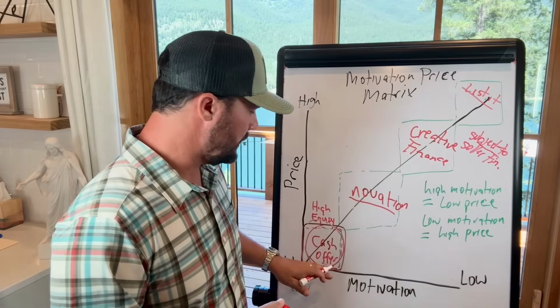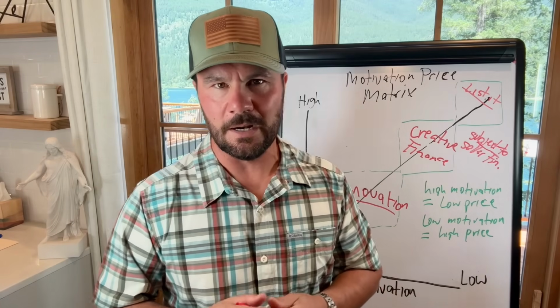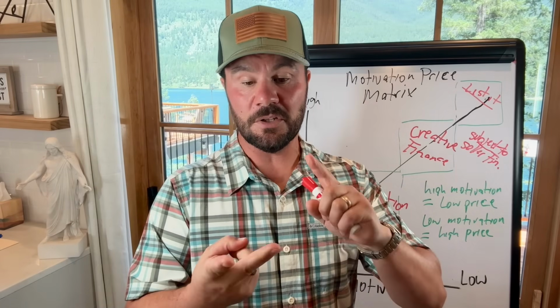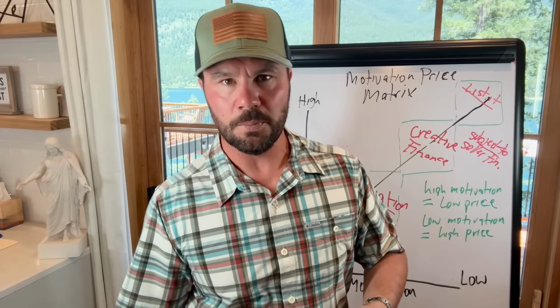The reason why is because this quadrant right here is the easiest one to get your head around. You have to understand value and you have to understand repairs or condition. That's it. Once you understand those 2 things, you can run a formula, you can get to a low price, and then you have all the options in the world.